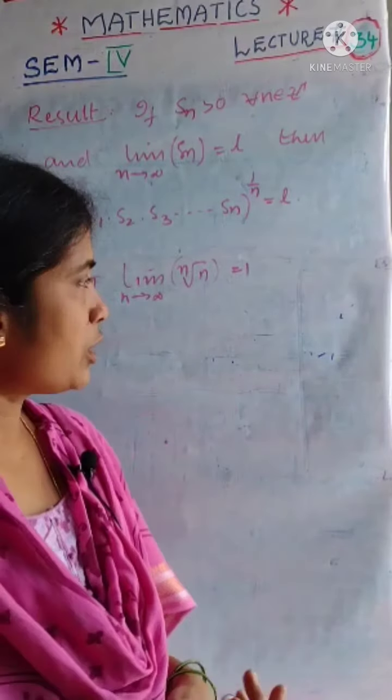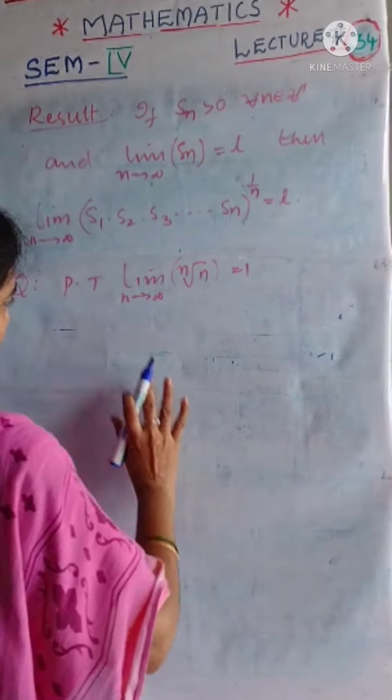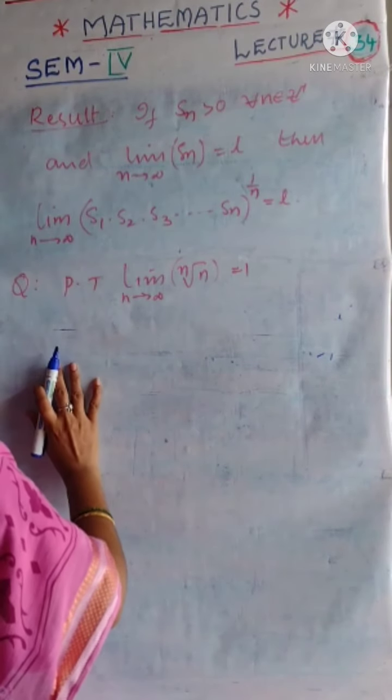Today let us prove the limit of nth root of n is equal to 1 when n tends to infinity. For that let us know the result without proof. What does that result say?